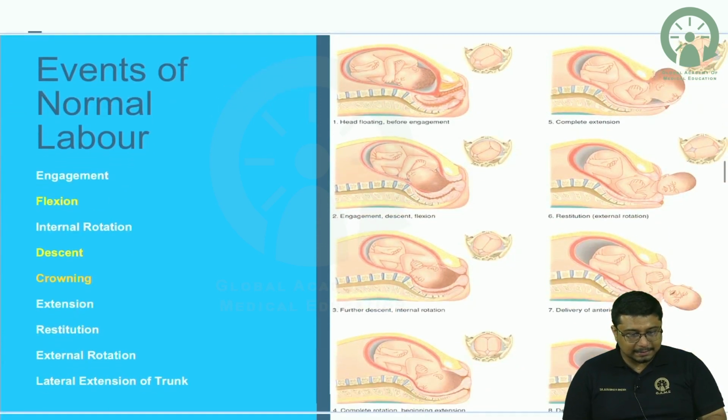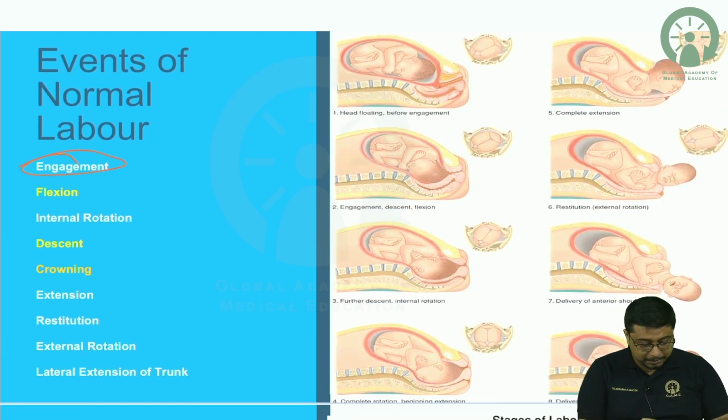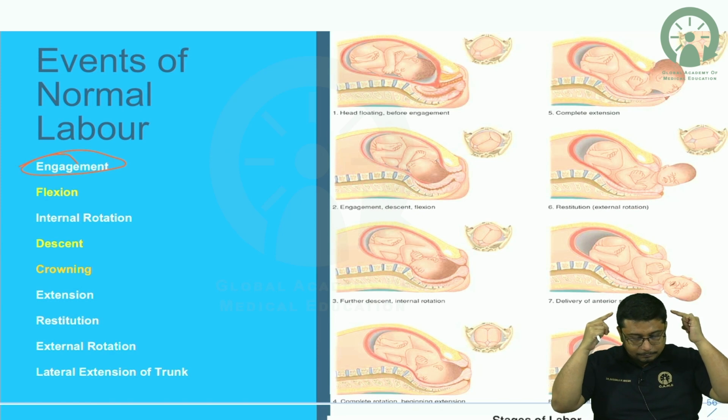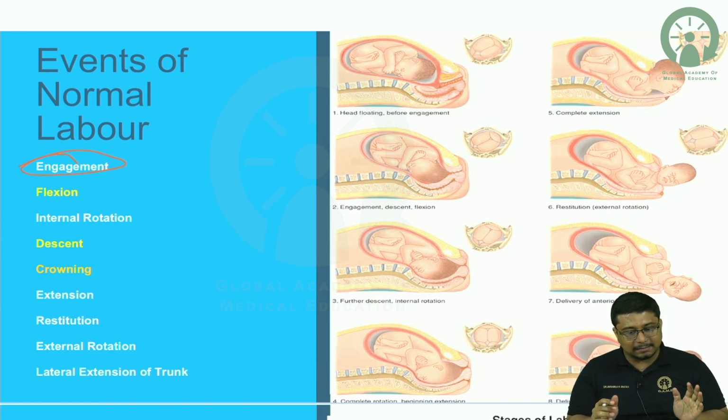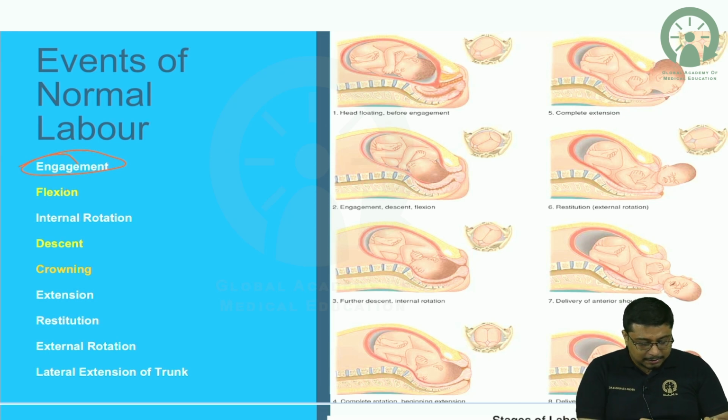Now, let us just see the events of normal labor. Engagement is when the longest diameter, usually the biparietal diameter, crosses the pelvic inlet and enters the pelvic cavity. Then flexion is a continuous event. Internal rotation happens when the head hits the levator ani muscle asymmetrically, and then descent happens.